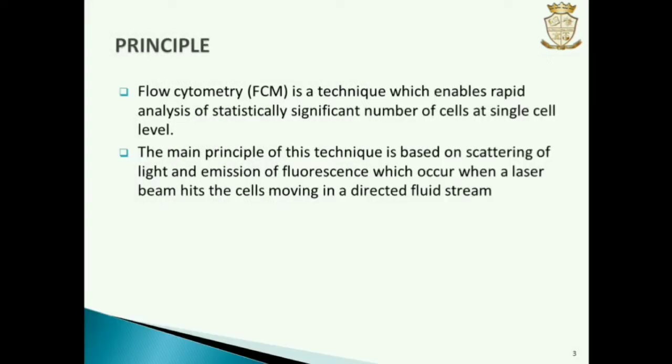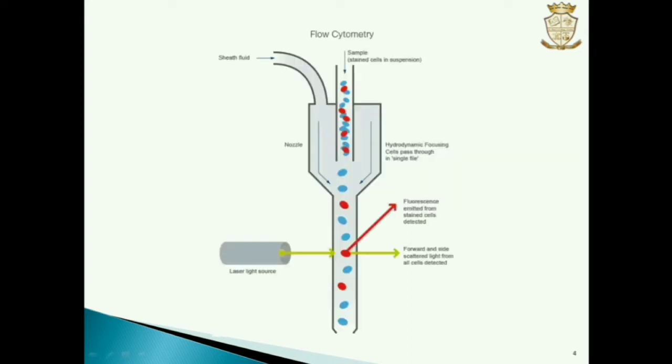Principle of flow cytometry. Flow cytometry is a technique which enables rapid analysis of statistically significant number of cells at single cell level. The main principle of this technique is based on scattering of light and emission of fluorescence which occur when a laser beam hits the cells moving in a directed fluid stream. This is a diagram of flow cytometry.